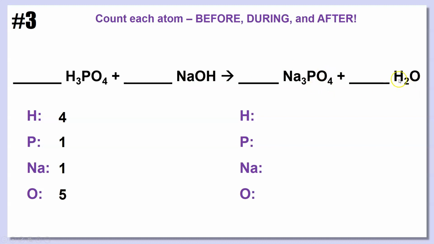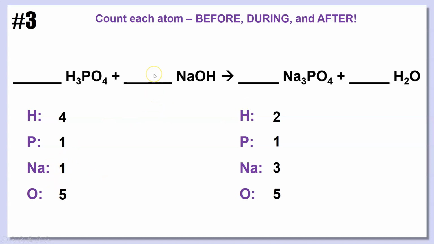On this side, I have 2 hydrogens, I have 1 phosphorus, I have 3 sodiums, and I have 4 plus 1 is 5 oxygens. So I have a couple of things to fix here. I'm going to leave the hydrogens until the end because they tend to be a little bit trickier. I'm going to focus on the sodium because the sodium only shows up in one place on each side. So I can only increase my numbers. So that means I'm going to be working on this side.